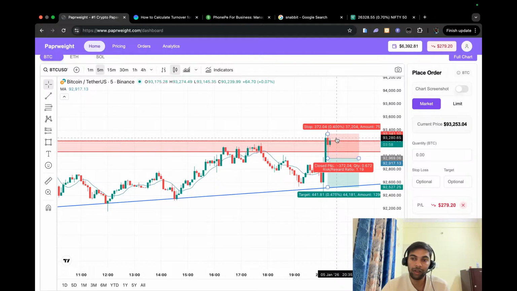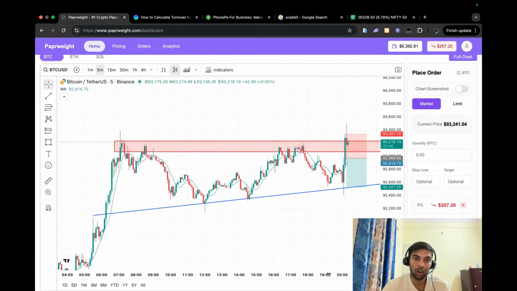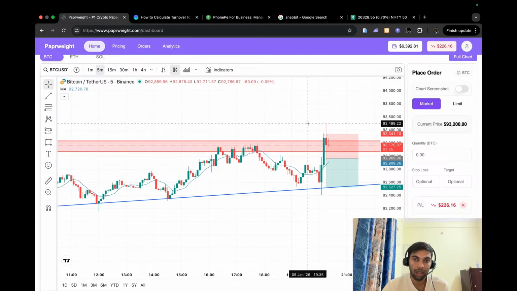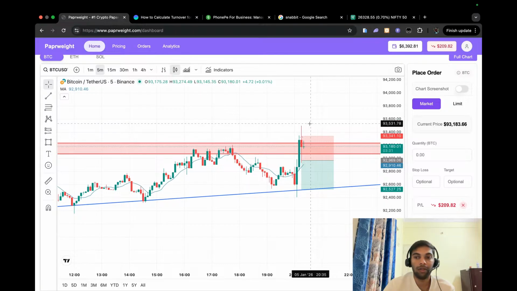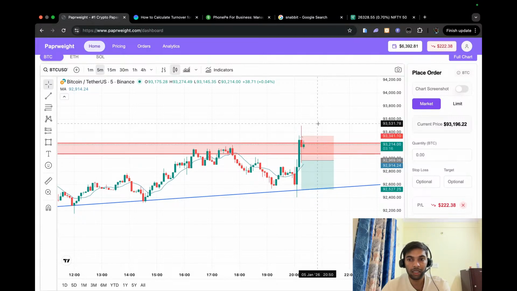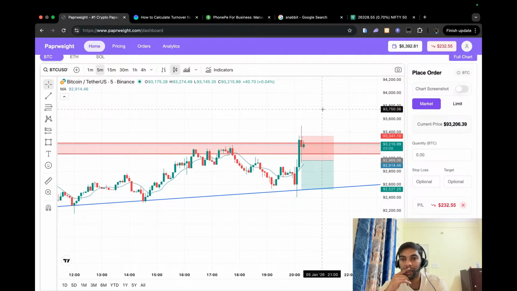So the risk is $372, and the target is $441. We took the trade in the downward direction because we think this is a selling zone, and the market tried to go in the up direction. After seeing all these green candles, most of the buyers got accumulated here, and they have their stop losses at this particular point. So if we are lucky enough, or the probability is on our side, then we can trap all those buyers. But I think I took the trade in FOMO. The FOMO hits.